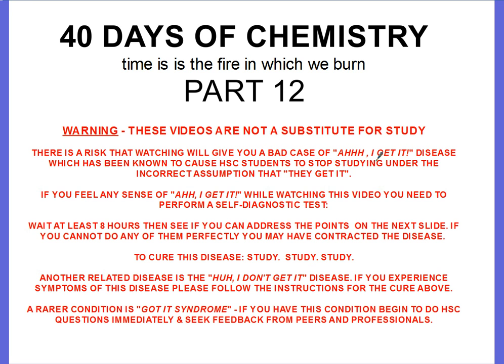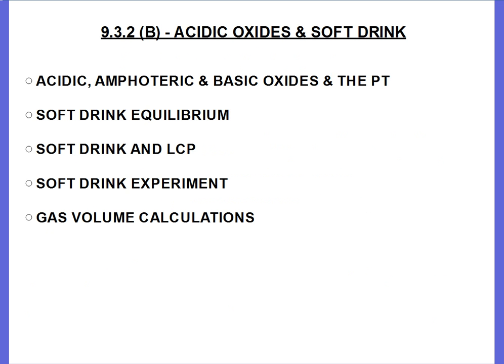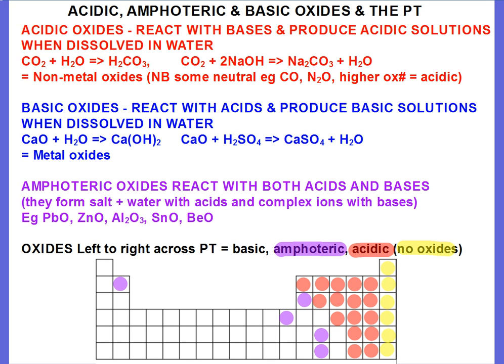This is 40 Days of Chemistry Part 12, this time looking at 9.3.2, the second part of 9.3.2, this time looking at acidic oxides and soft drink. Now, one big part of this focus area was looking at acidic, amphoteric and basic oxides and the periodic table. Now, the first thing is acidic oxides.